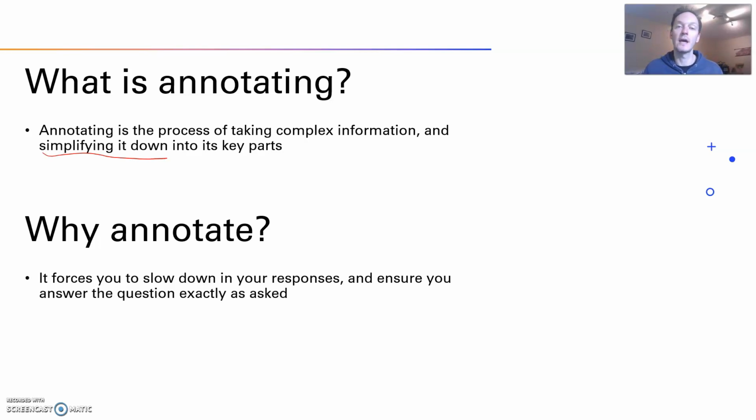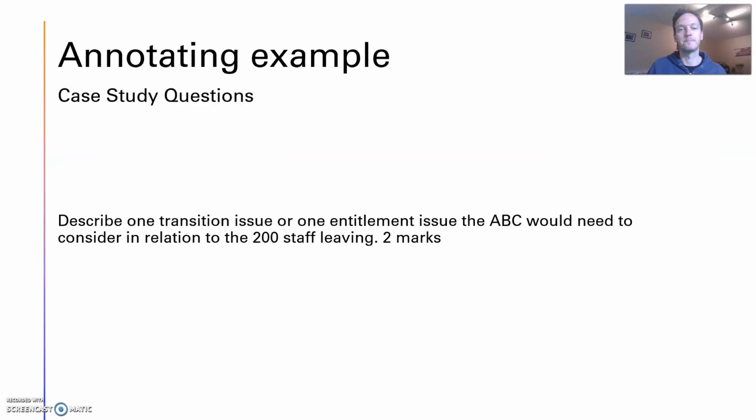Okay, and then why do we annotate? Well, it forces you to slow down your responses and ensure you answer the question exactly as asked. Quite often we're guilty in a response of seeing some keywords that we've heard before and jumping straight into your answer. But sometimes we make silly little mistakes there. So this is just a way that we can make sure that we're doing exactly what the question is asking.